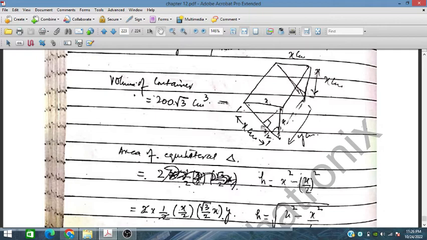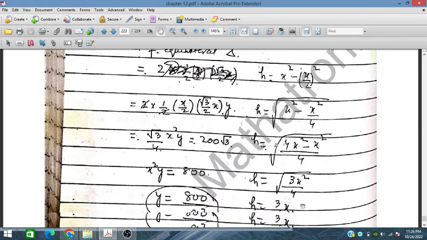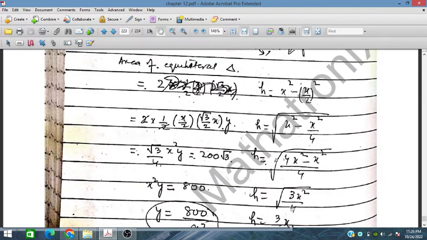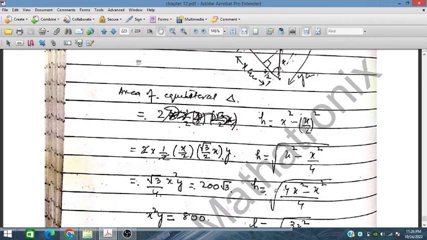By using the Pythagoras theorem, h squared is equal to x squared minus (x/2) squared. So h is equal to the square root of this, which gives h equal to root 3 by 2 times x. This is the height, and now the area of the equilateral triangle.